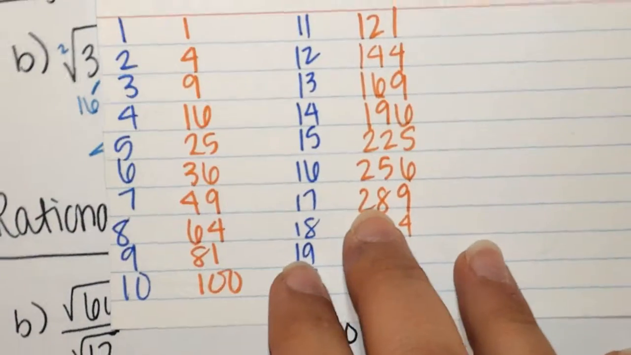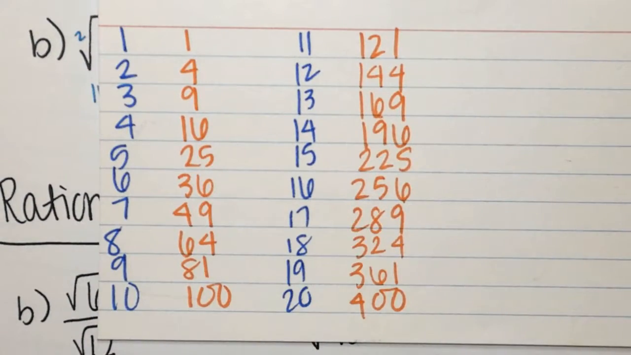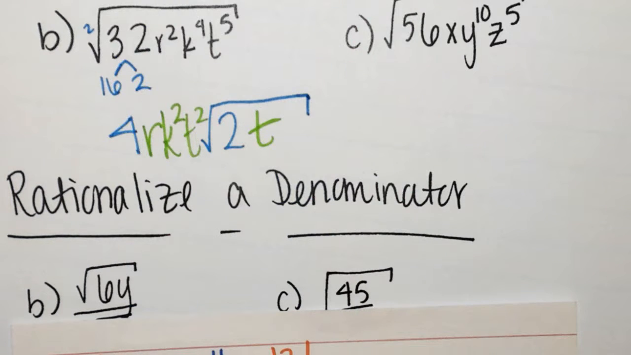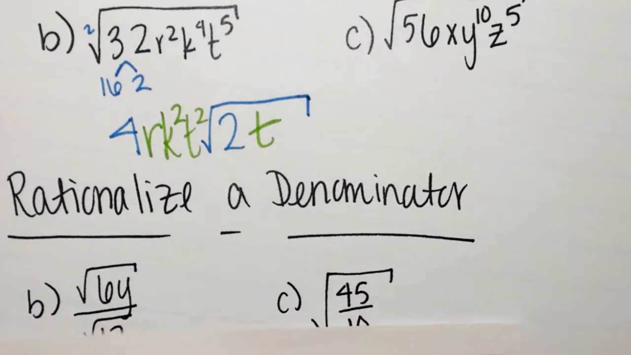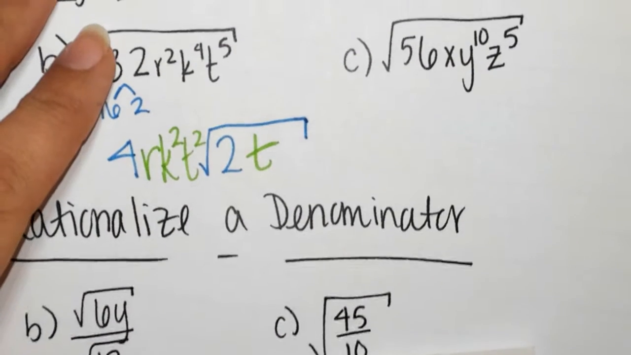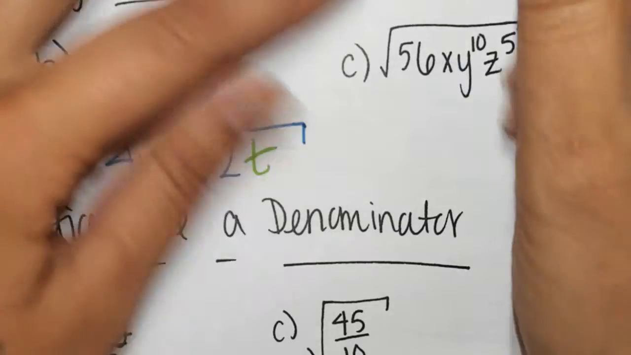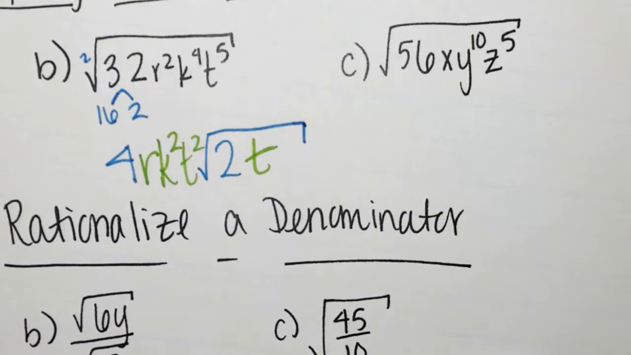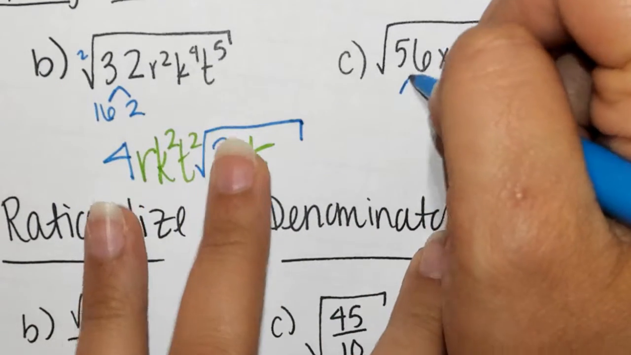Y'all don't know what 10 squared is? Or 20 squared? Alright, what's the biggest perfect square that goes into 56? 8 is not a perfect square. 14 and 4? Yeah. Okay, thank you.